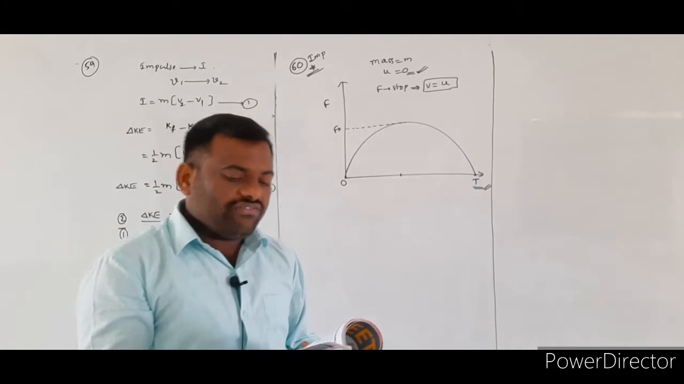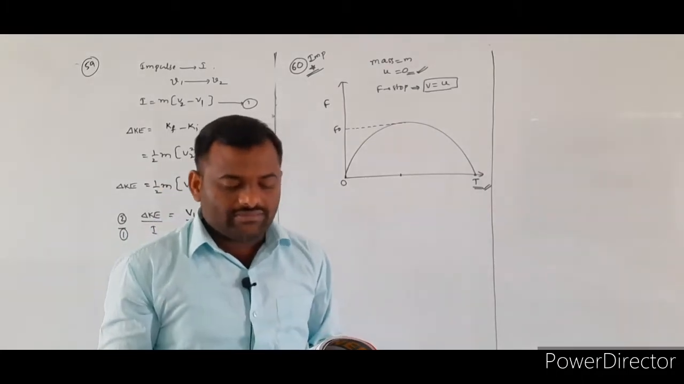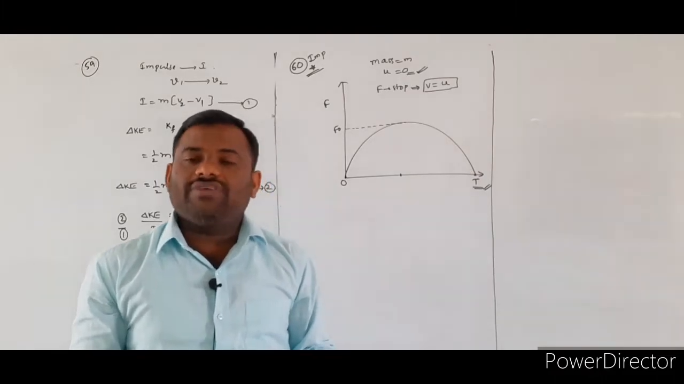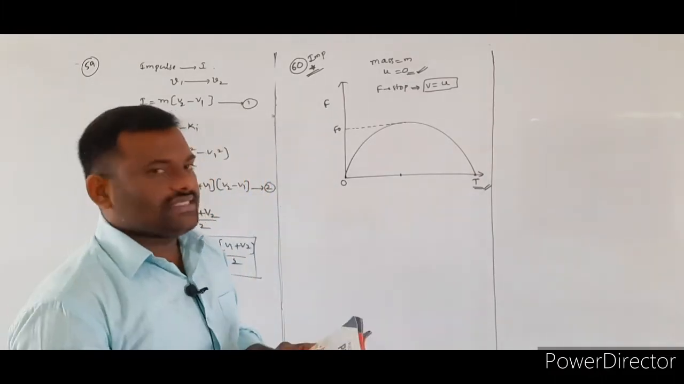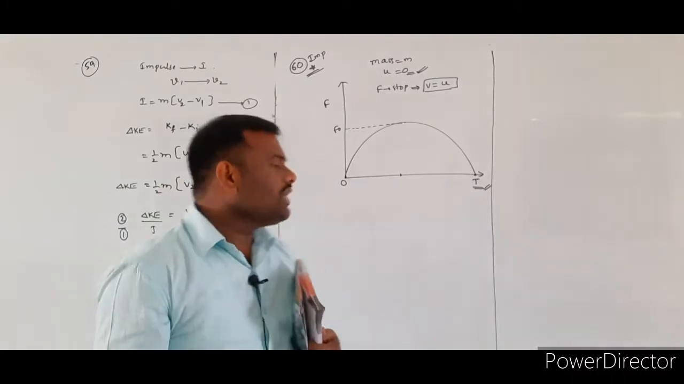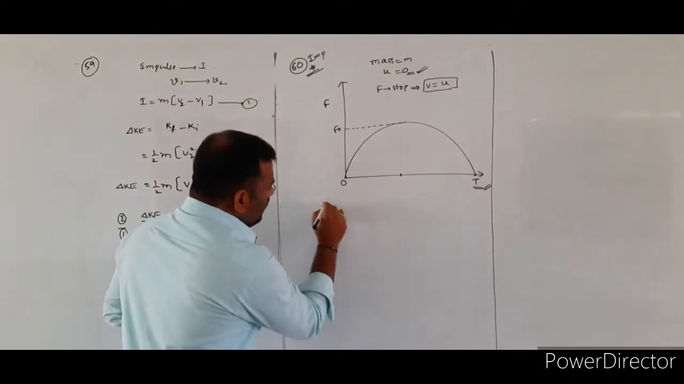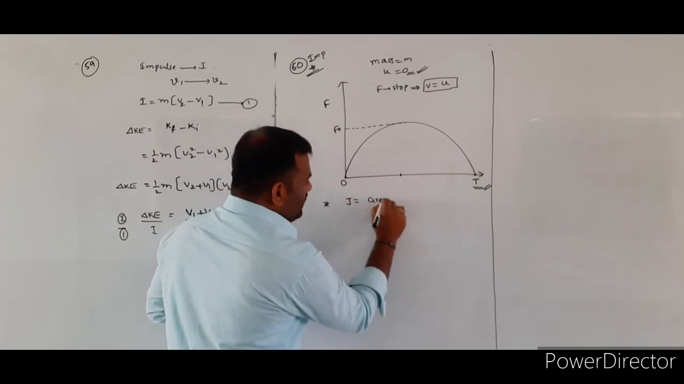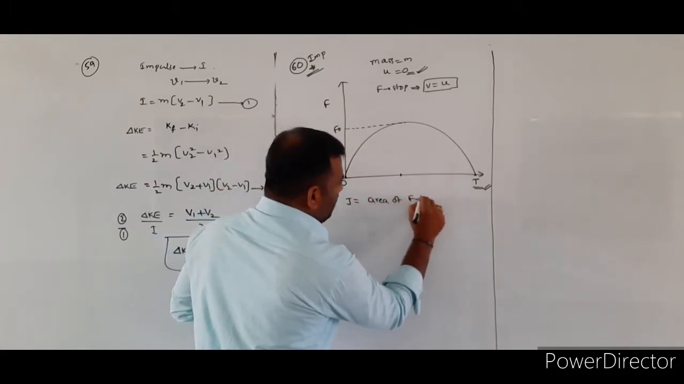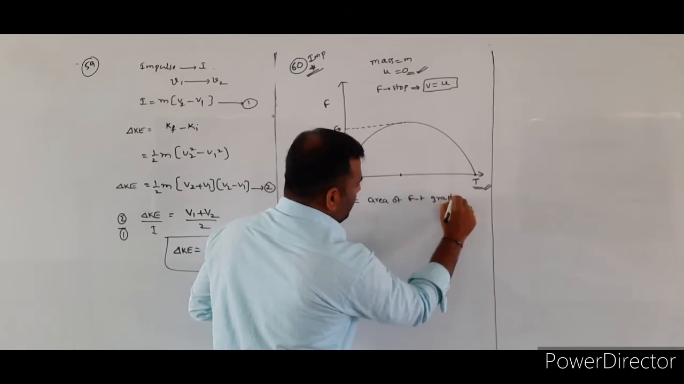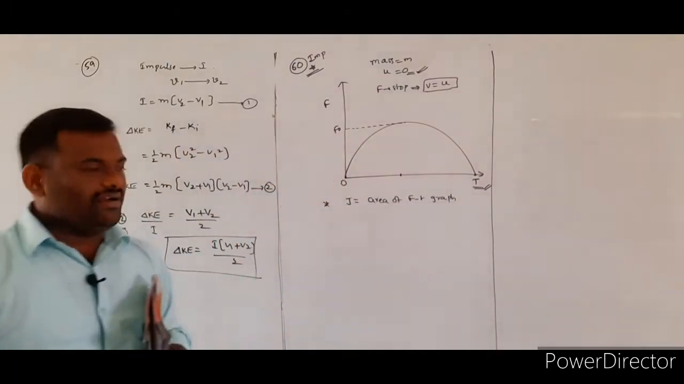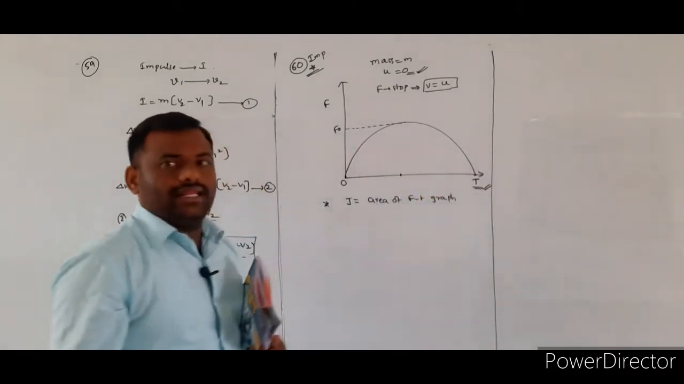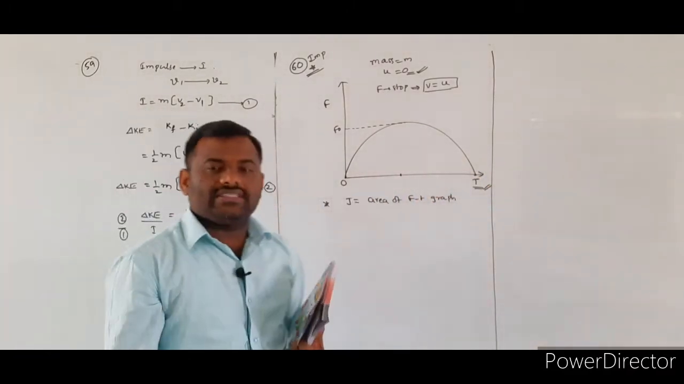Now, if F is shown in the graph as a function of time, the curve is a semicircle, then, so they are asking the final velocity value. Already we know that impulse J is equal to the area of the force time graph. So here the graph is in the form of a semicircle.